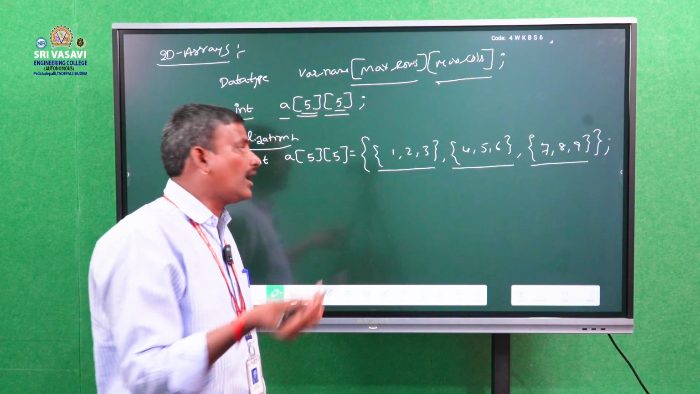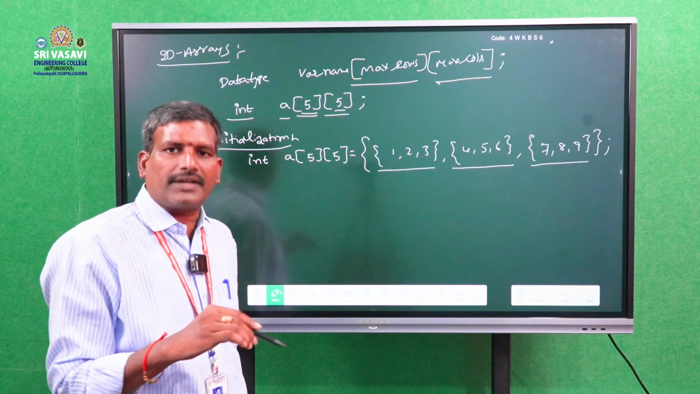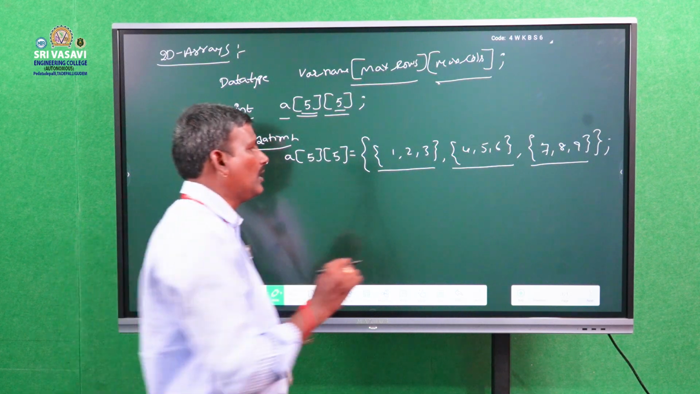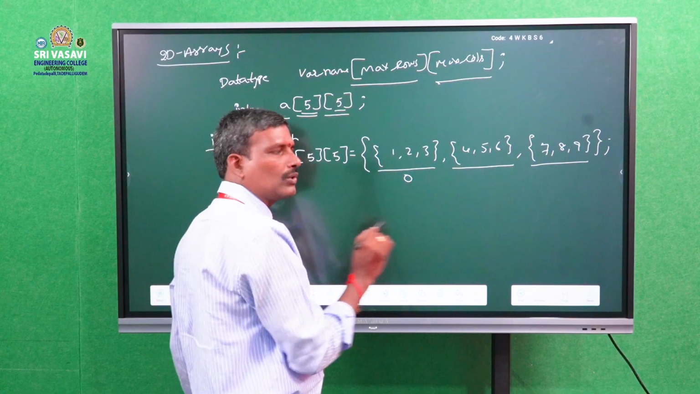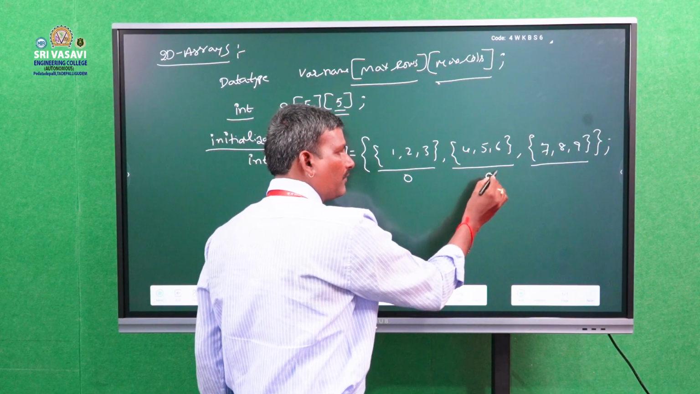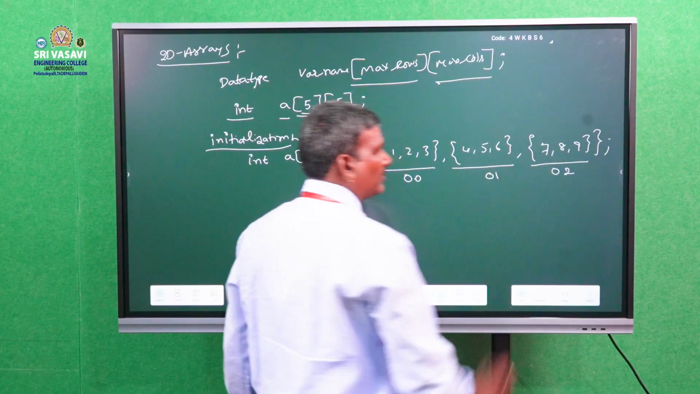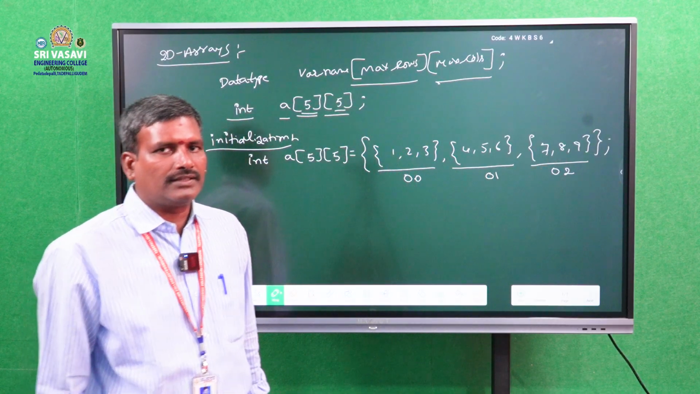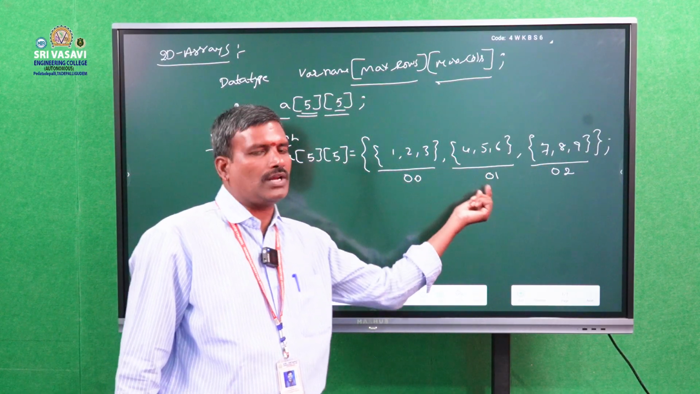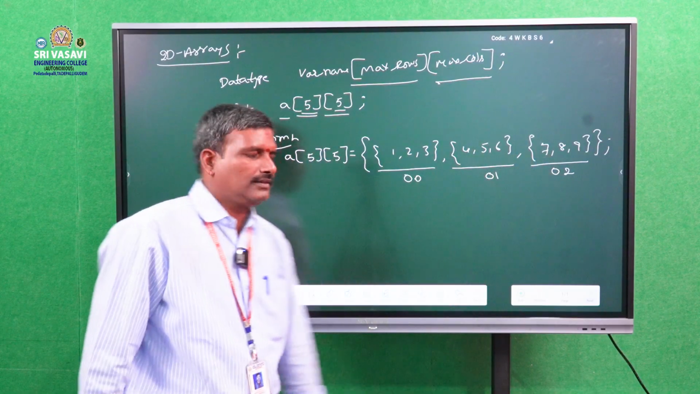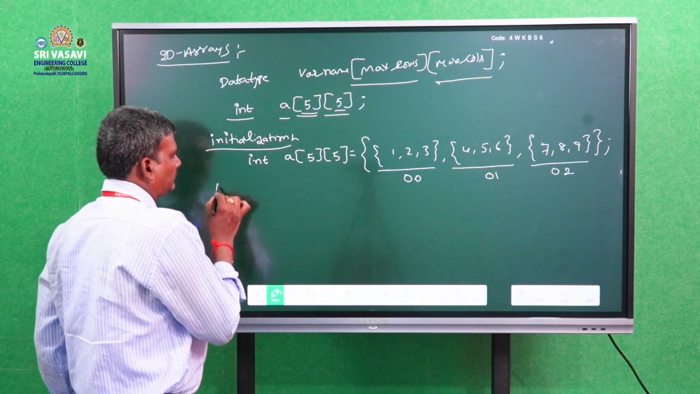We already know the array index position starts from 0, so this is the 0th column, this is the first column, and this is the second column. Index position 0, index position 1, index position 2. The first row, second row, third row, like this.